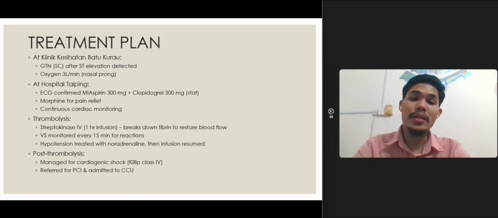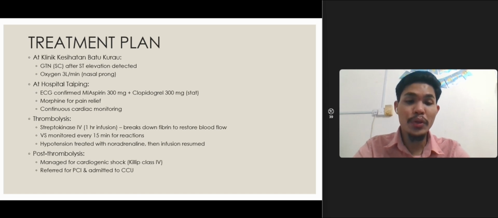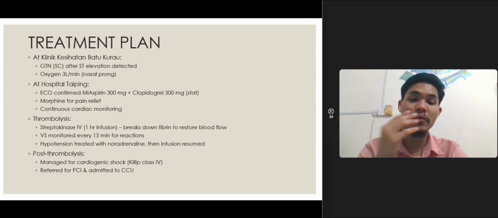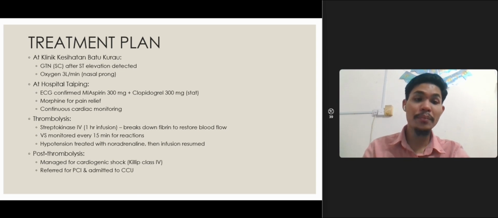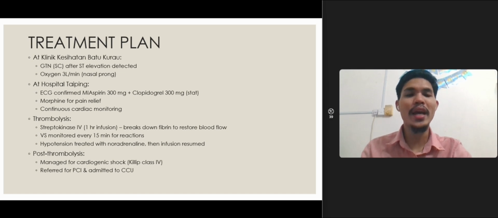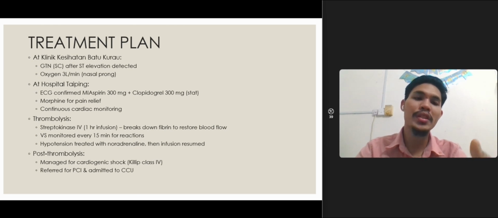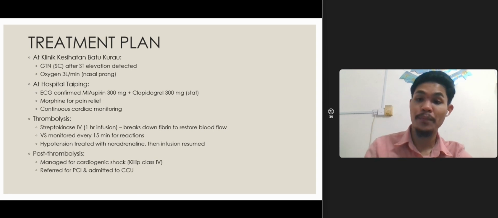The patient was given aspirin 300 milligram and clopidogrel 300 milligram as a loading dose for dual antiplatelet therapy. Morphine was administered to relieve his chest pain and he was placed under continuous cardiac monitoring. The thrombolysis was initiated with intravenous tenecteplase over the course of 1 hour, and the patient was monitored for 50 minutes to detect any adverse reaction. But during the infusion, the patient developed hypotension, which was treated properly with noradrenaline. Once blood pressure stabilized, the infusion was resumed. We have to stabilize the vital signs, the blood pressure, and then when the hemodynamics were stable, we continued with the thrombolysis therapy within the 1 hour infusion.